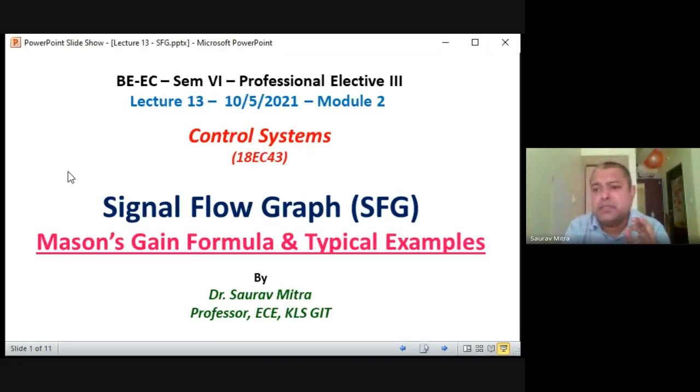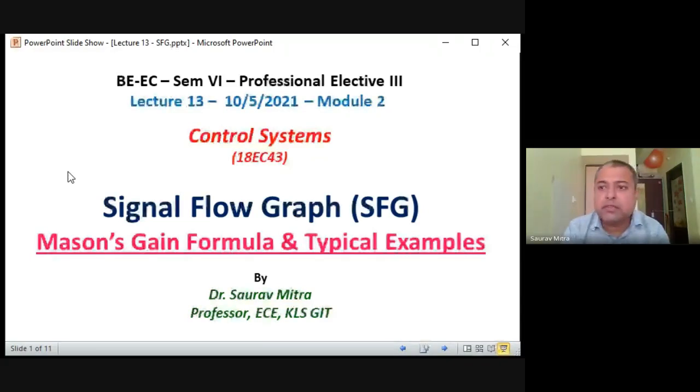Ek din practice karo bas. Just give 2 to 3 hours and you are securing 10 to 20 marks in the end semester exam. This chapter is highly scoring. You should score 20 out of 20 in module 2, block reduction technique and signal flow graph. Whatever maximum difficulty level we do, we will do it.